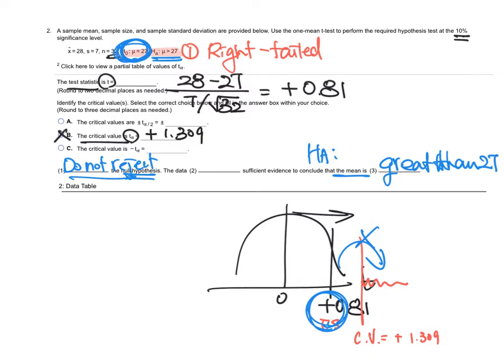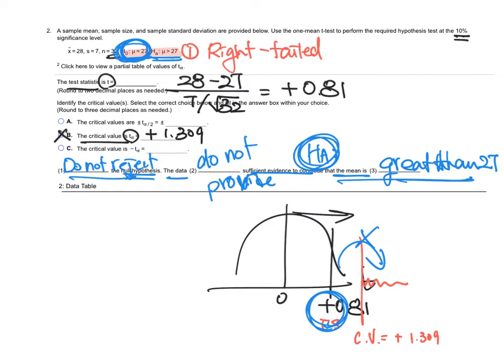So we have to make the conclusion based on the null statement, which said it is 27. So actually it is not greater than 27. So the conclusion is negative. That means the data do not provide sufficient evidence for the alternative hypothesis, because we do not reject the null hypothesis.